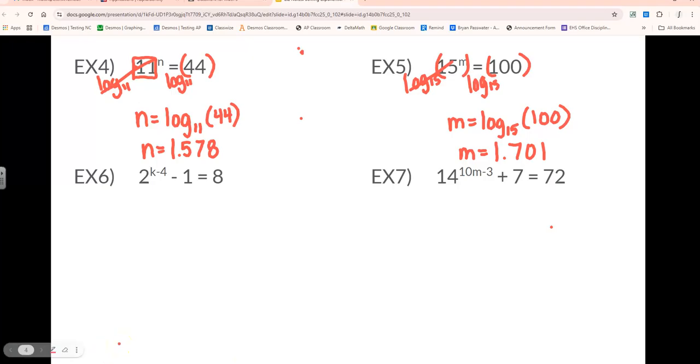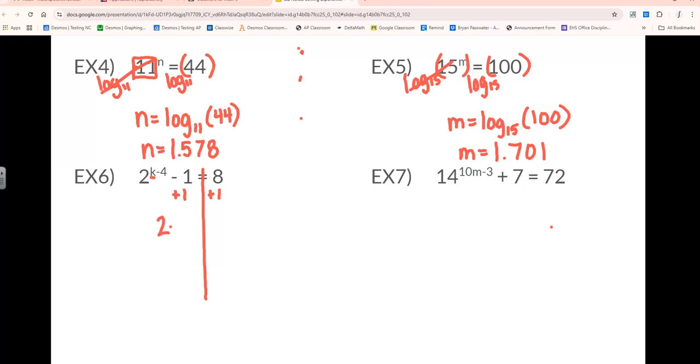Okay, so let's look at ones that are a little bit tougher. I've got example 6. I've got 2 to the k minus 4, minus 1, equals 8. So I've got more things going on in this equation. You solve it just like you would solve a regular equation. If I'm trying to solve for that k, I want to start furthest away from that k. What do I need to try to get rid of first, Cannon? Good. And what do I do to get rid of it? Add 1. So it's a lot of the same things that we've done on other equations, right?